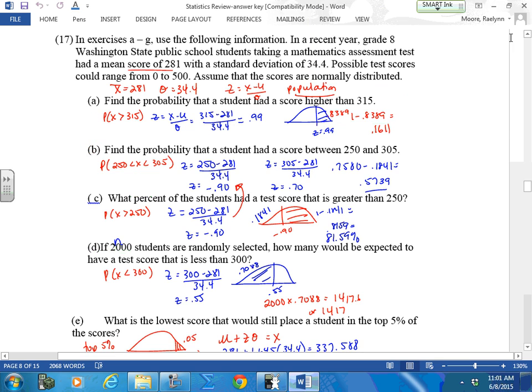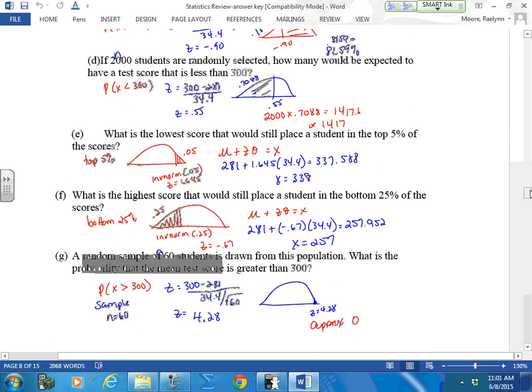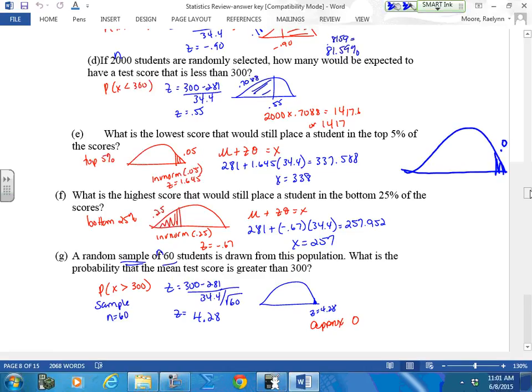If I'm looking for what score would put my students in the top 5%, this is how they do a lot of your SAT scores. If a college says, I want the top 5% of all my SAT scorers, they don't calculate each test in between. They take the mean, they take your standard deviation, they find your z-score associated with that area, 0.05, and they calculate the x value, that would be the cutoff. So if you don't reach that point, they don't look at your SATs.